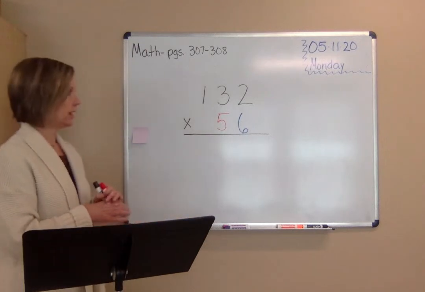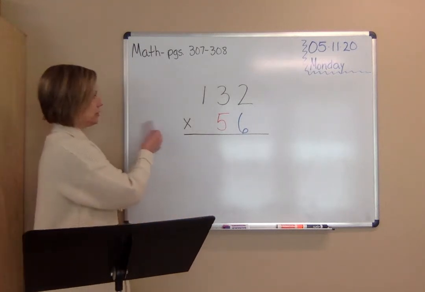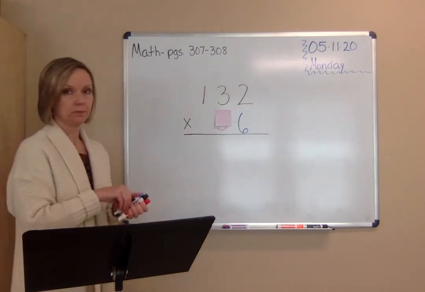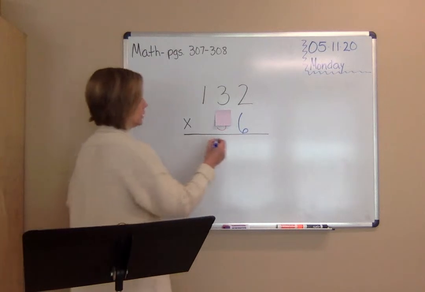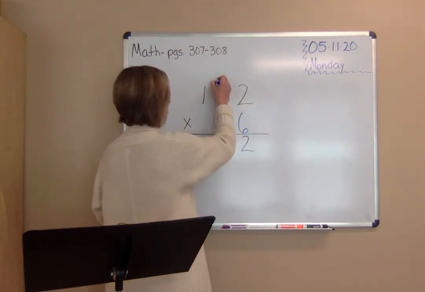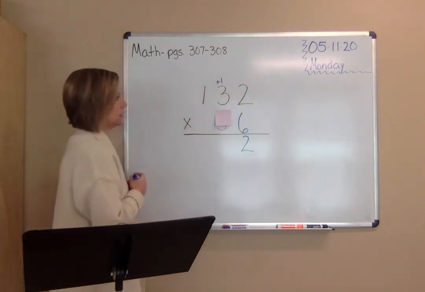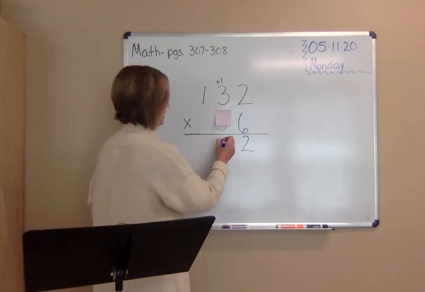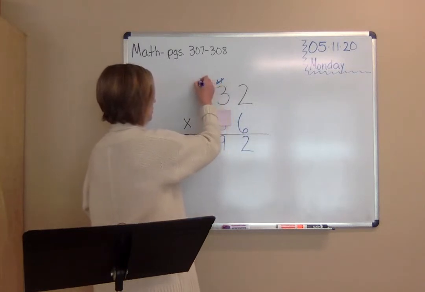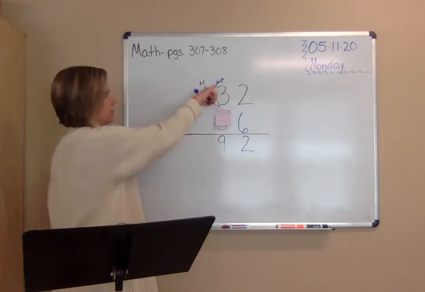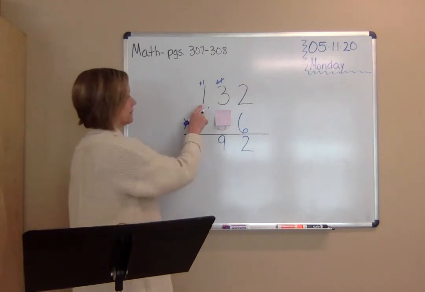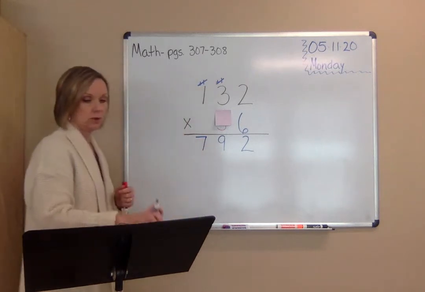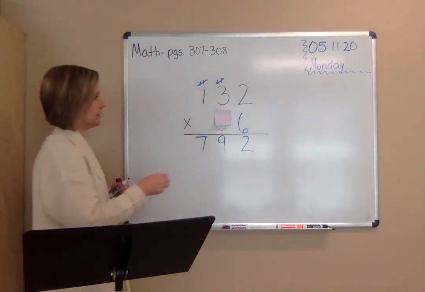All right, so we have in our example 132 times 56 today, so we'll need a 5 and a 6 table. 6 times 2 equals 12, 2 goes down, plus 1 goes up. 6 times 3 is 18, plus 1 equals 19. 9 goes down, plus 1 goes up, and I marked out my plus 1 there. 6 times 1 equals 6, plus 1 equals 7. So the first partial product there is 792.